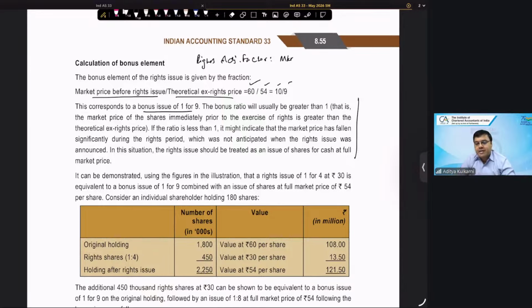So effectively, what you are doing is, for every 9 shares that the company is holding, you are issuing 1 bonus share. It is just a simplification of this. 6 tens are 60, 6 nines are 54. So for every 9 shares, you are issuing 1 bonus. Are you able to understand? Are you able to make the connection?